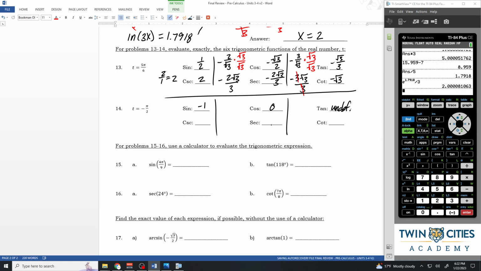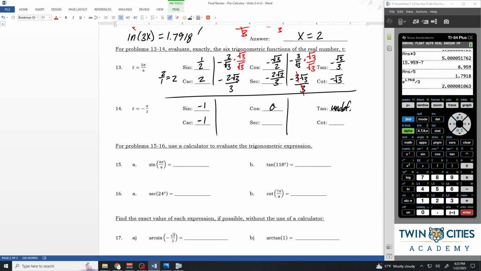For cosecant, secant, and cotangent, I want to find the reciprocals of these. Well, the sine is negative 1. If I think of this as negative 1 over 1, if I flip this upside down, it's still negative 1 over 1. So the cosecant is negative 1 as well.